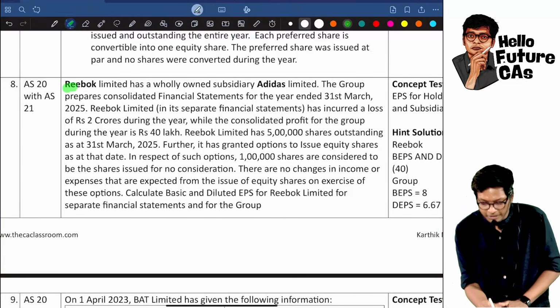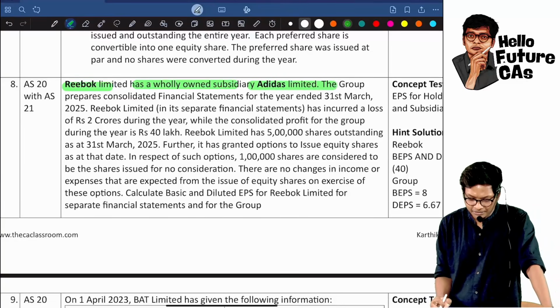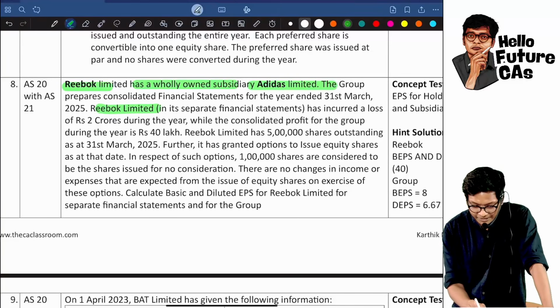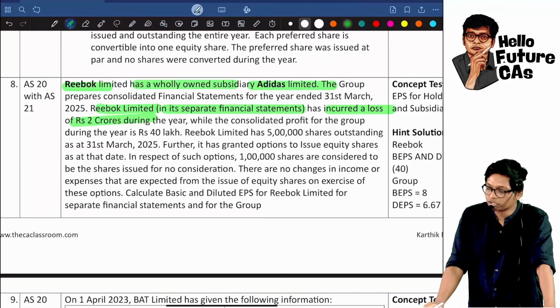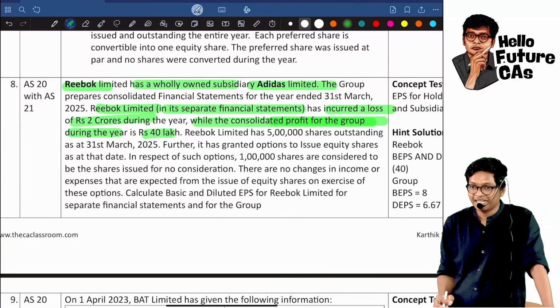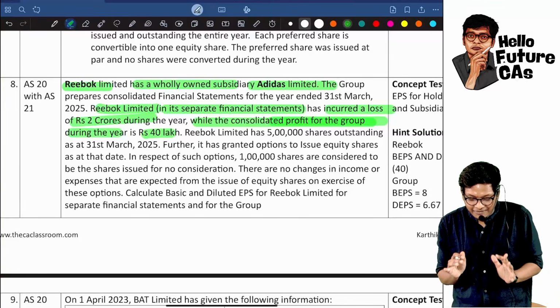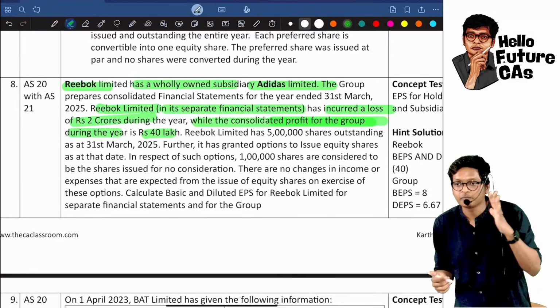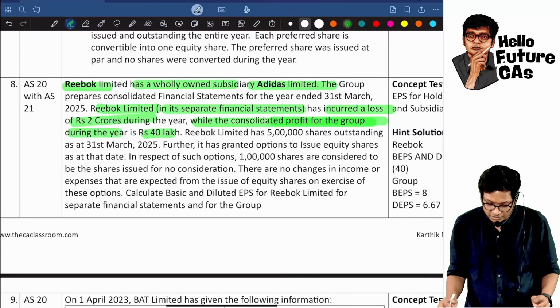Okay. Reebok Limited has a wholly owned subsidiary, Adidas Limited. The group prepares consolidated financials for the whole year. Reebok in its separate financial statements has incurred a loss of 2 crores. But while doing the consolidation, the consolidated profit for the group is 40 lakhs. That means what? Standalone I have a loss of 2 crores, but when I do consolidation, I have a profit of 40 lakhs. Are you getting it, guys?